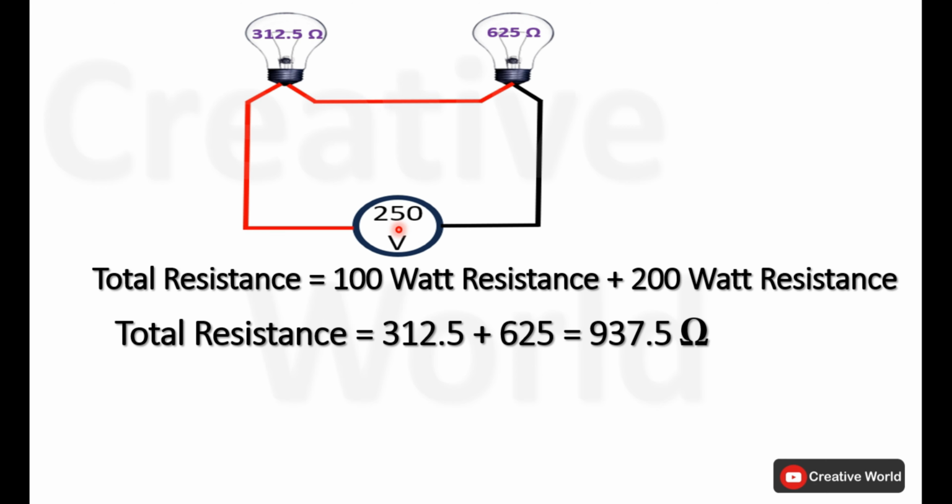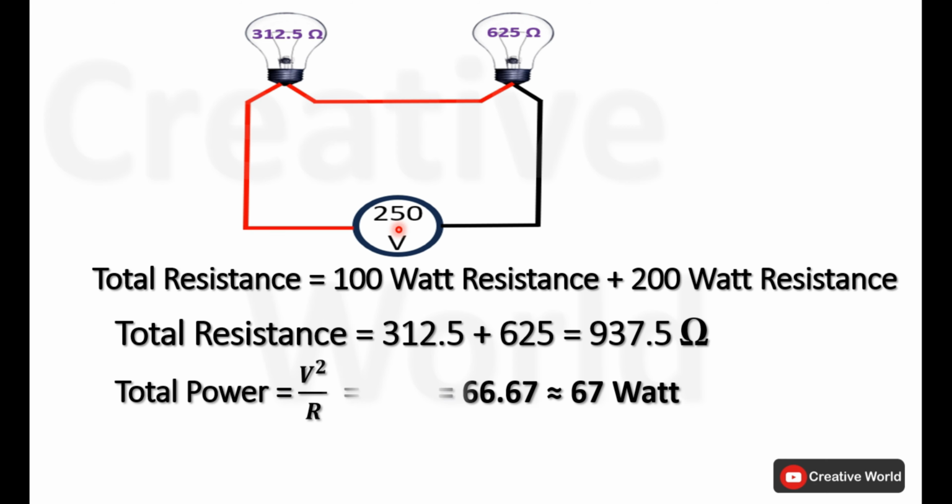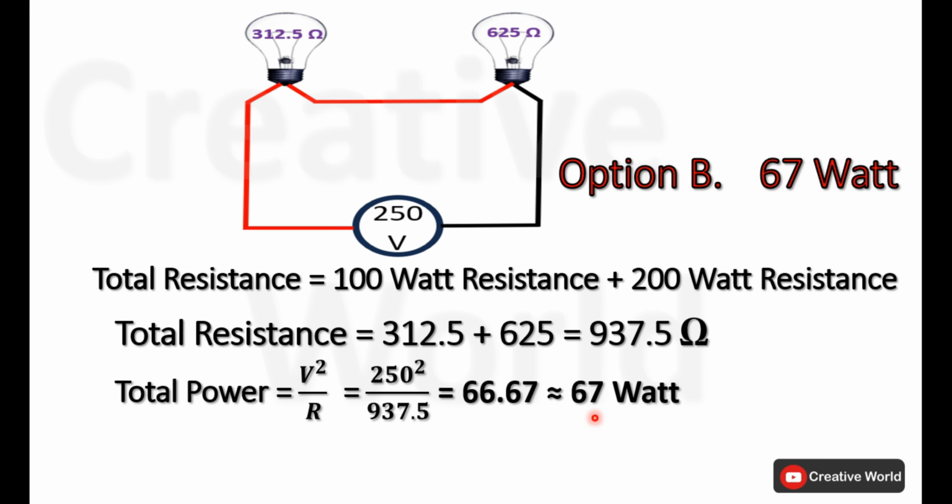Total supplied voltage is also given. We can use again the formula of power, V square divided by R, and entering these values into the equation, voltage is 250 and total resistance is 937.5, and we got 66.67, which is approximately equal to 67 watt. So the right answer will be option B, 67 watt.